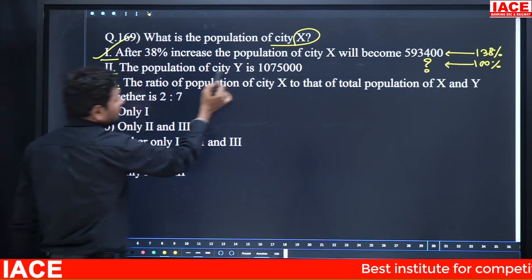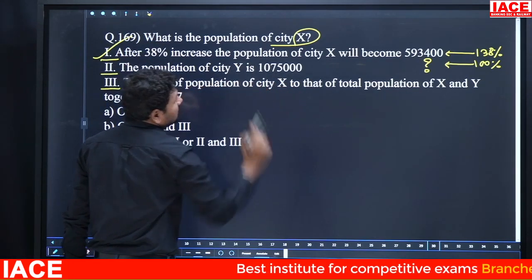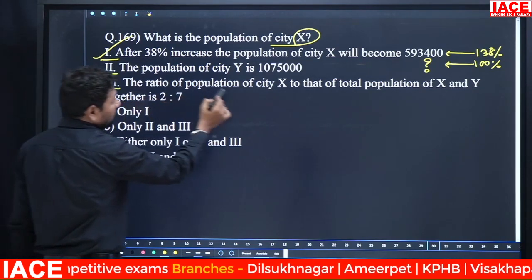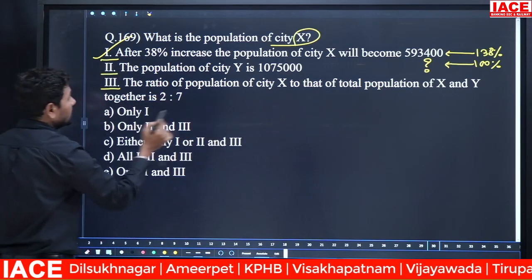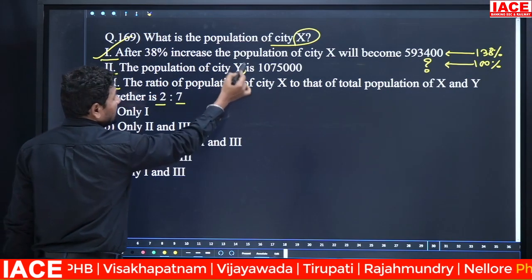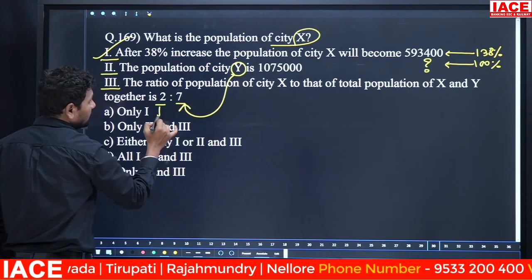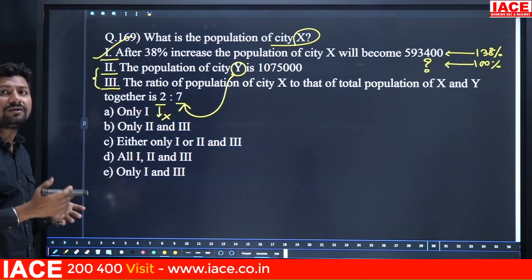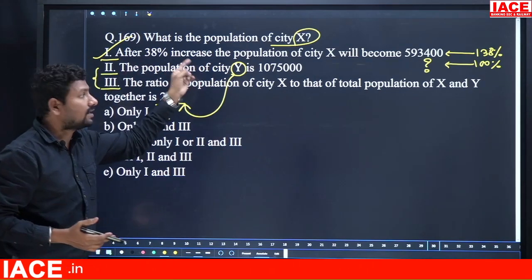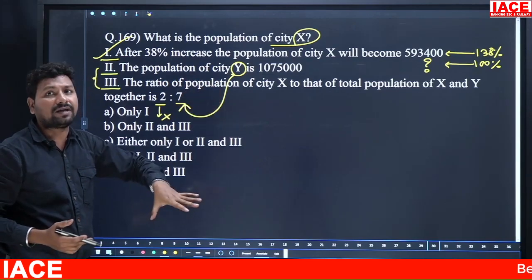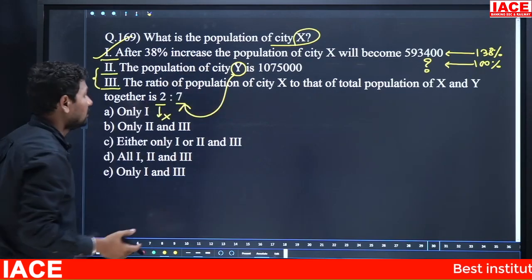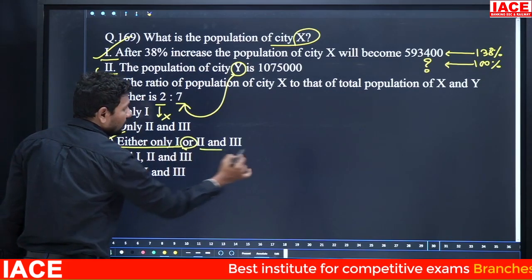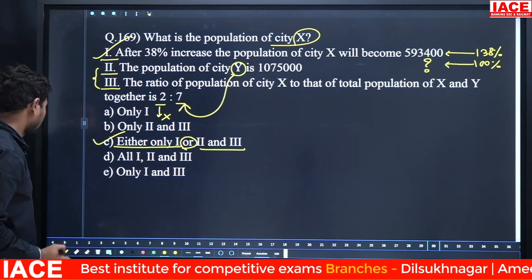Next, the population of city Y is mentioned as 10,75,000. Here the ratio of the population of city X to the total population of X and Y is 2:7. That means if you know the Y value, you can substitute and you will get the X value. So statements 2 and 3 both work to get the X value, and statement 1 needs no help from any other statement to get the final value. That means the option is either only 1, or 2 and 3. Option C.